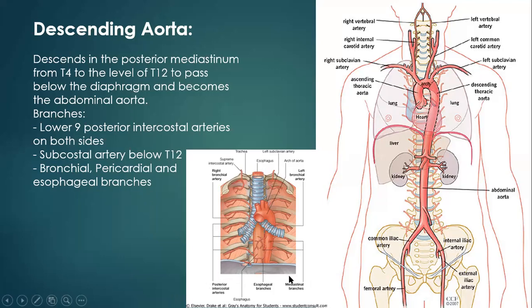Here you can see these are the posterior intercostal branches. Then these are the mediastinal branches. All these are the bronchial branches, right and left bronchial branches. So these are the branches coming from the descending thoracic aorta.